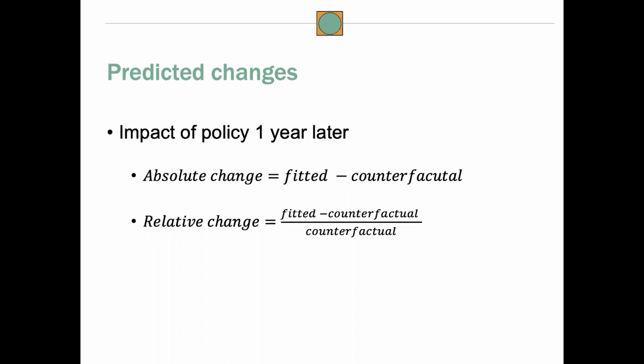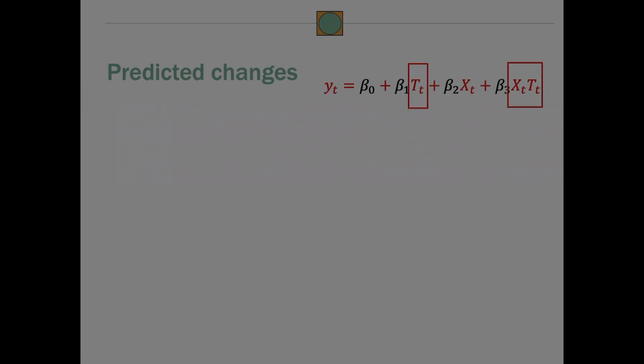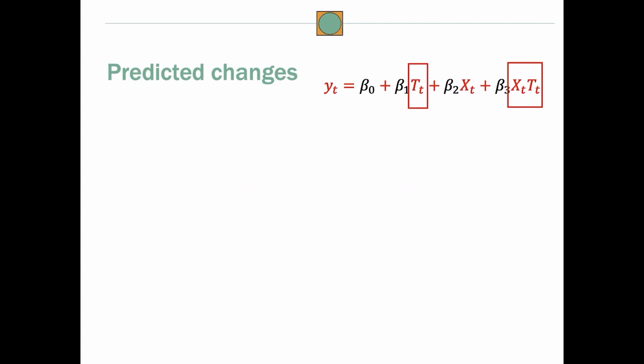And when you find the difference between the fitted and the counterfactual at the specified time period, it will give you the absolute change. And when you take the absolute change and divide it by the counterfactual, that will give you the relative change. And we're going to go through the calculation of the fitted and the counterfactual in the next slides.